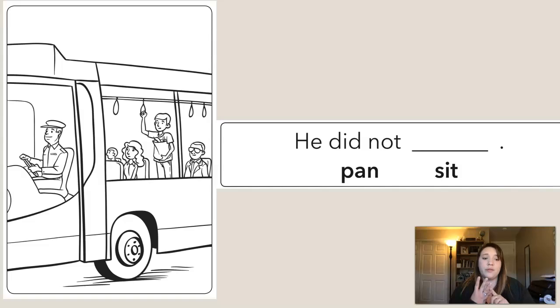So we went through all of our 4 steps. Number 1, I read the sentence. He did not blank. Number 2, I tried each of the sentences with a different answer. So he did not pan. He did not sit. That's step 2. Step 3, we said he did not pan does not make sense. So the correct one would be sit. And 4th, we kind of checked it because we said, according to the picture, he's standing. So he did not sit. So with all of those steps, we were able to eliminate pan and find out the sit was our real answer.